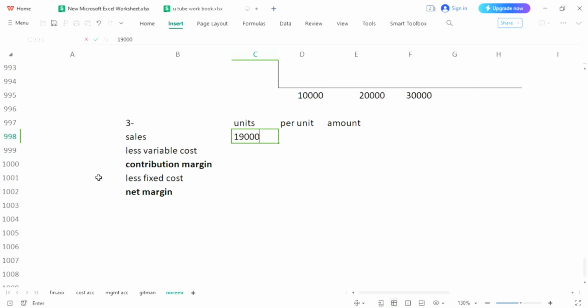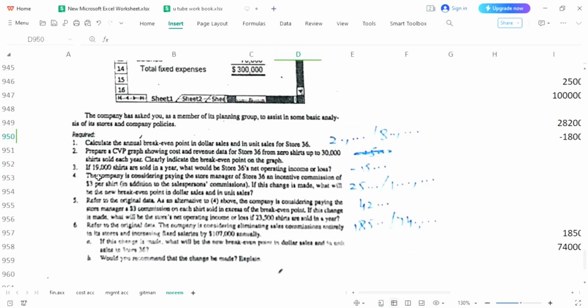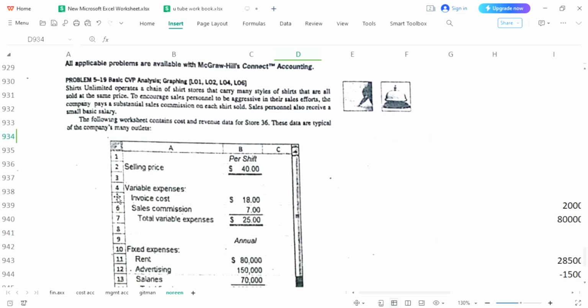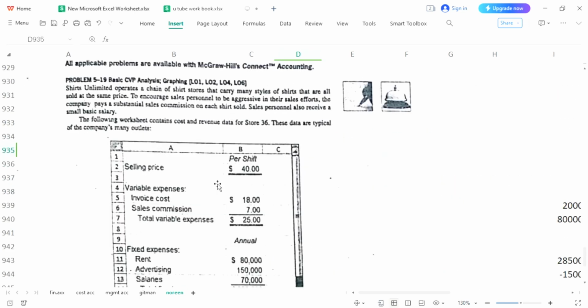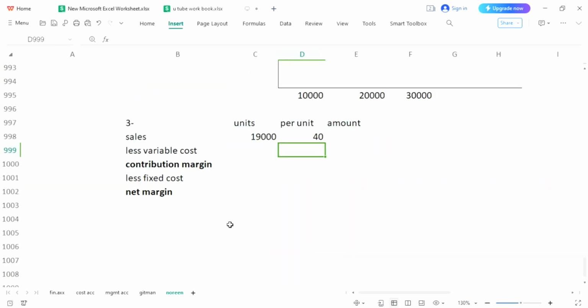And secondly, per unit sale price. It is mentioned over here. Selling price 40 per unit. So put over here per unit 40 as sale price. Now variable cost is mentioned over here, 25. So we'll write 25 over here.